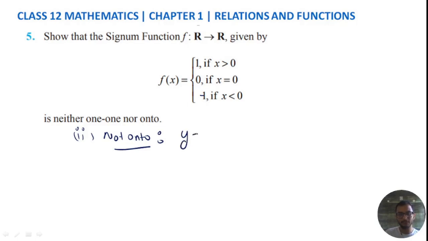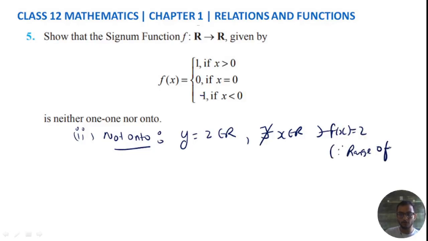Suppose I take y equals 2. This belongs to R. So there does not exist any x belonging to R such that f of x equals 2. Why? Because the range of f has only 3 elements: 1, 0 and minus 1. So there does not exist any x belonging to R such that f of x equals 2. So our function is not onto. This was so easy. Let's move quickly to the next question.